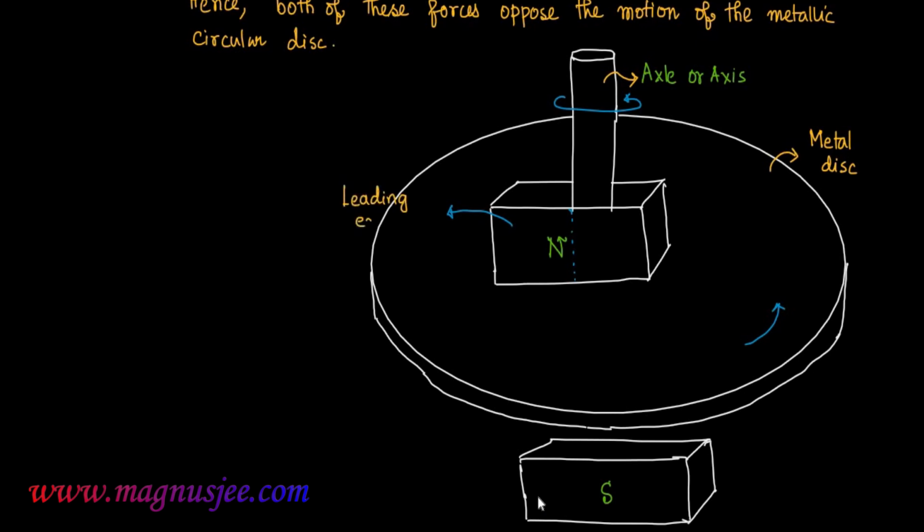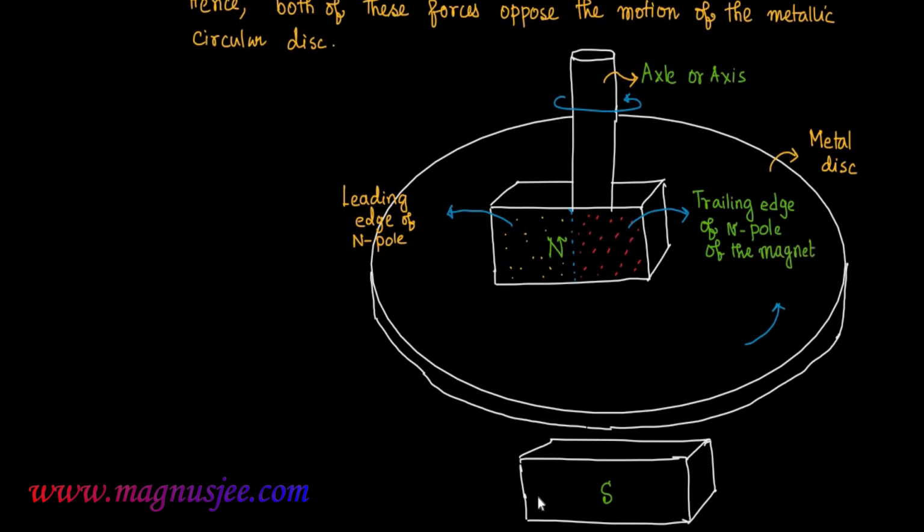This portion is known as the leading edge of the North Pole, and it exists on the left hand side of the North Pole. On the right hand side, the remaining portion is known as the trailing edge of the North Pole. This is the trailing edge of the north pole of the magnet.